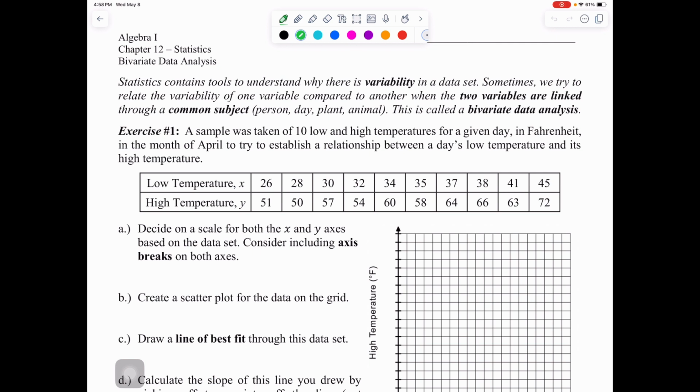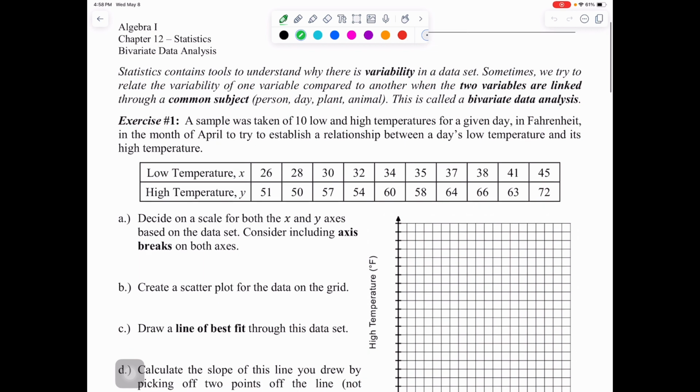A sample was taken of 10 low and high temperatures for a given day in Fahrenheit in the month of April to try to establish a relationship between a day's low temperature and its high temperature. So you can see the values there. Low temperature is X, high temperature is Y, and the values were recorded.